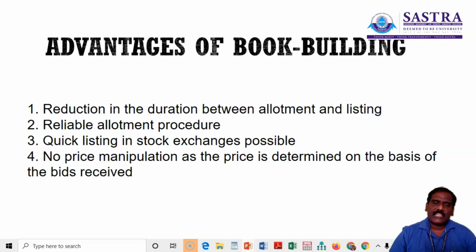It is priority based, preferential based, or pro rata based allotment. The method can be easily adopted by stating the reason, and quick listing on the stock exchange is possible. There is also no price manipulation. The price is determined on the basis of the bids received, with the lower price and the higher price. The price at which the investors bid is the price that is going to be decided.